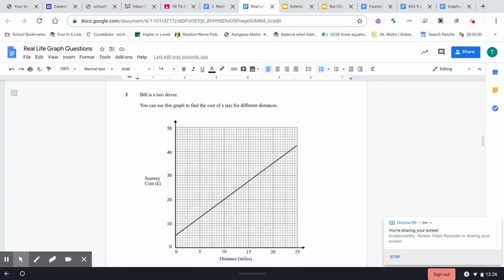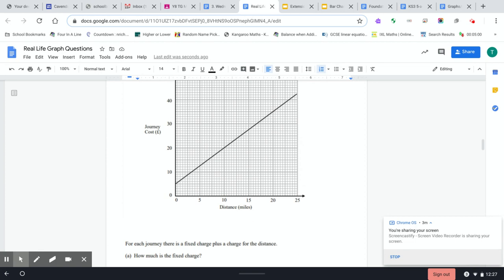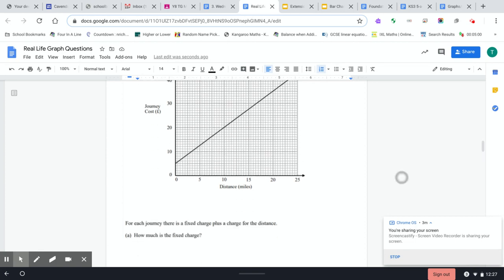We'll do this last one. So Bill is a taxi driver. Use this graph to find the cost of a taxi for different distances. So here on the vertical is the cost of the journey, and this is the miles. So you can see here, it doesn't start at 0 for the cost. That would mean there's a minimum charge just to get into the taxi, just to sit in the taxi. You can see that minimum charge must be £5. So it's £5 standard anyway. And then the further distance you go, the more that's going to cost. So yeah, the fixed charge is £5.